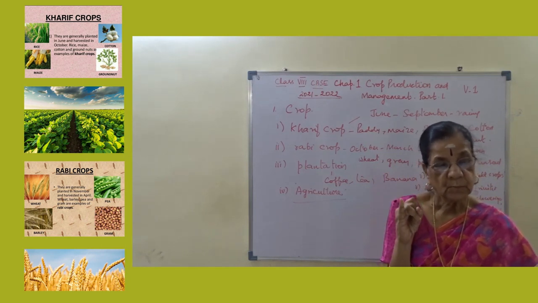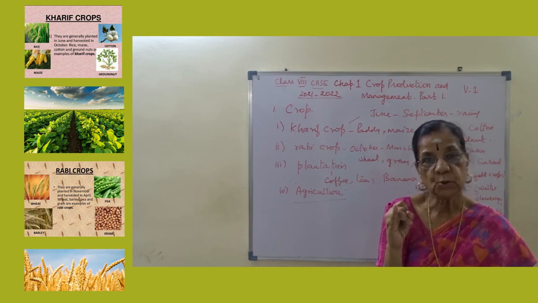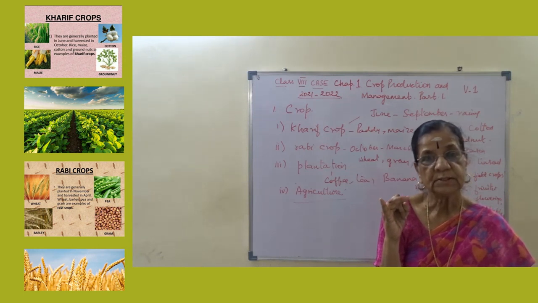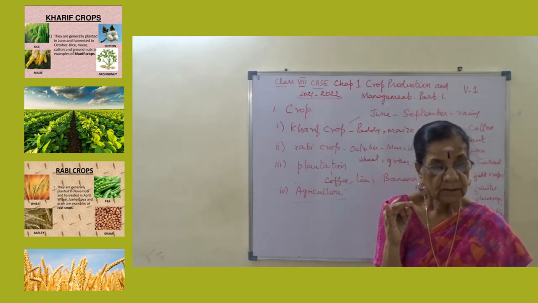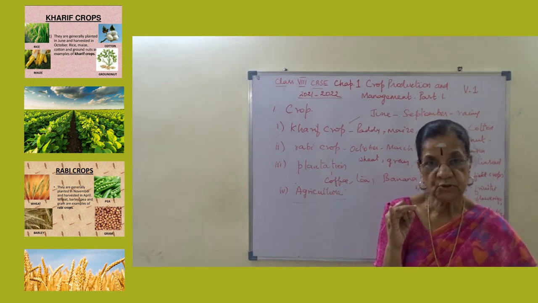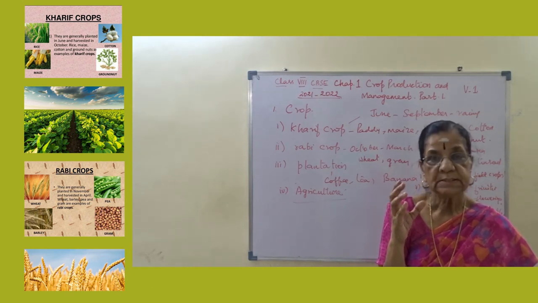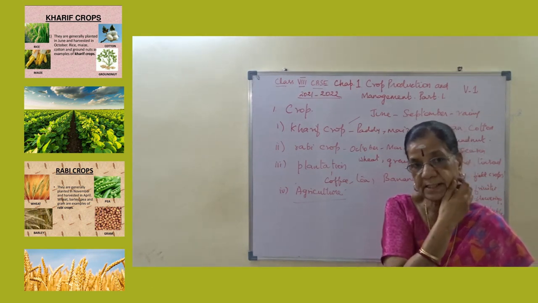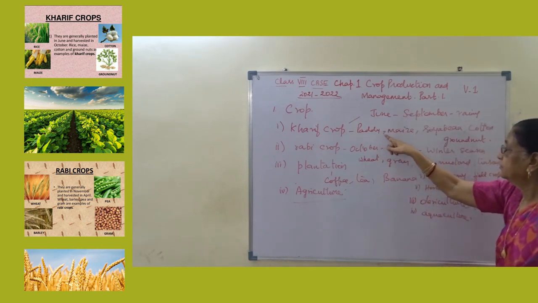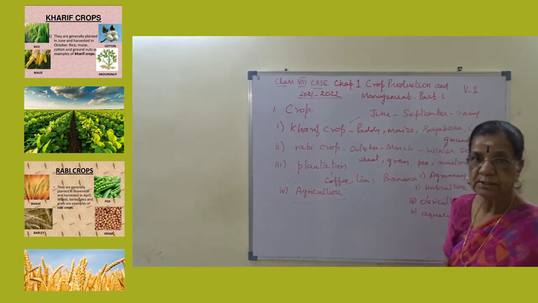It is a monsoon or rainy season crop. Second, they grow in hot and wet condition. Third, they are sown in the beginning of rainy season, June to July. And fourth point, harvested during September, October at the end of monsoon. And example, paddy, maize, soya bean, cotton and groundnut.